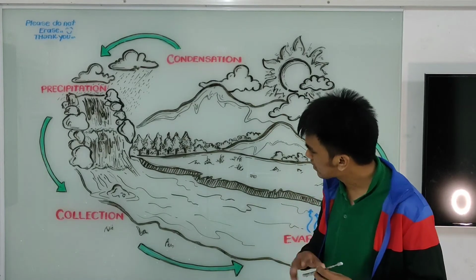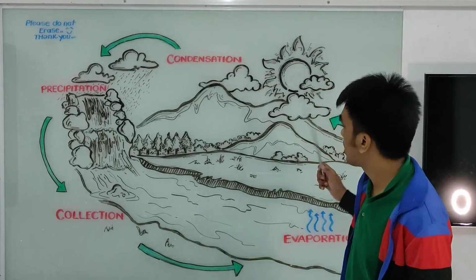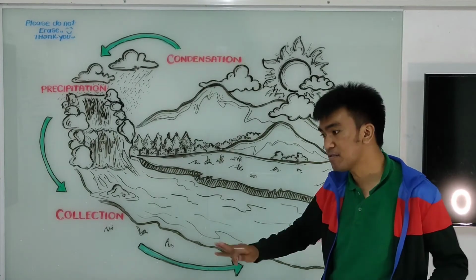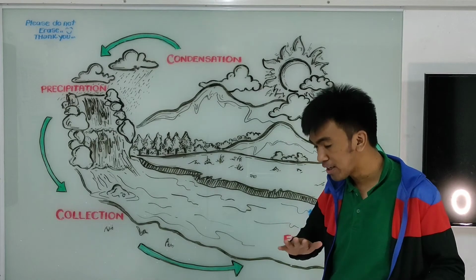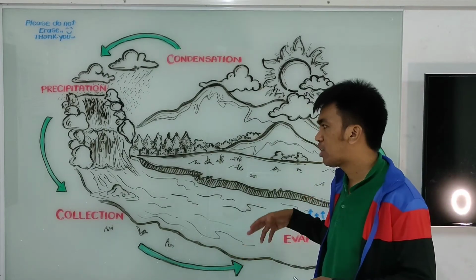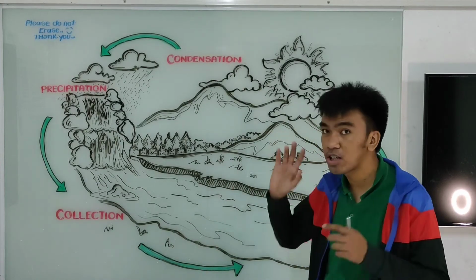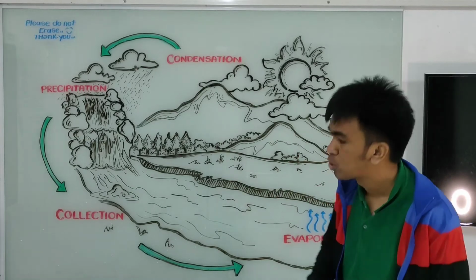Another example: in colder regions, when the sun reaches the surface of the earth, for example glaciers, the glaciers melt and add to the bodies of water. So, that's another form of collection.